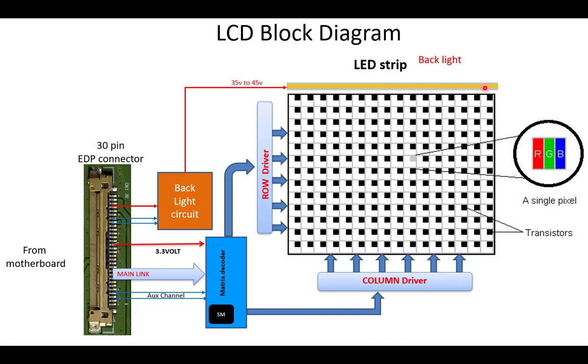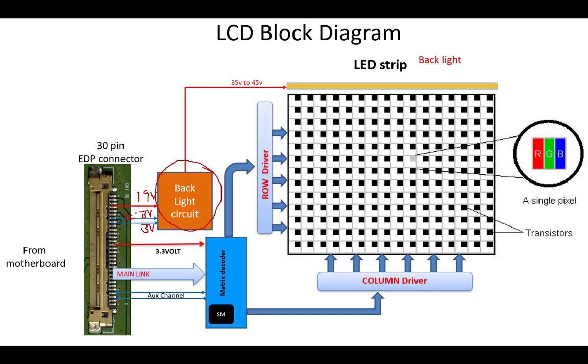So this is an LED strip, and to turn on these LED strips, they require approximately 35 to 45 volts. Now in our laptop the maximum voltage is 18 or 19, which comes from the adapter. So this is the 19 volts coming from the adapter. This circuit is called the backlight circuit, a DC to DC converter. It receives the 19 volts, receives a 3 volt signal called the enable, and receives a 3 volt signal called the brightness.